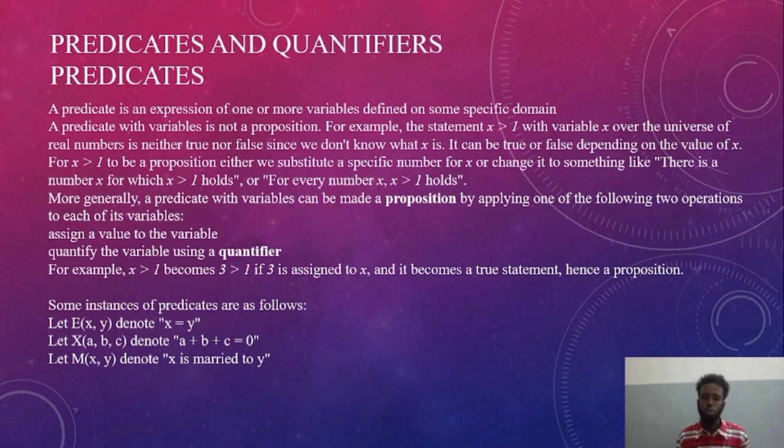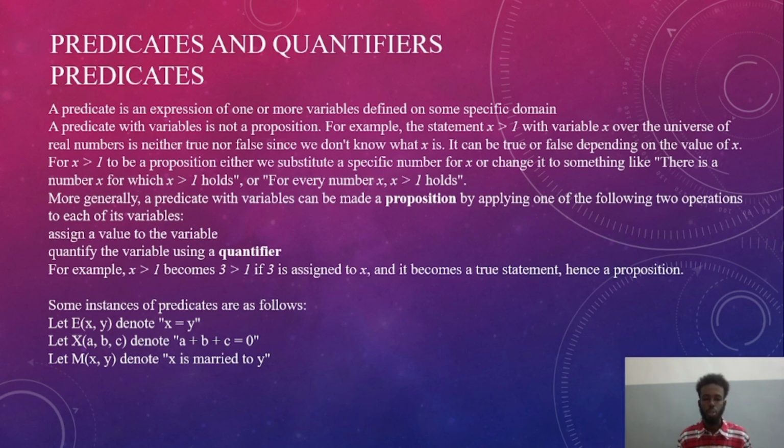We don't have the full meaning of x greater than 1. If x is replaced with a number, let's say 3 greater than 1, that is when it becomes a proposition. But a predicate with variables is not a proposition. More generally, a predicate with variables can be made a proposition by applying one of the following two operations: first, assigning a value to the variable, or quantifying the variable using a quantifier.